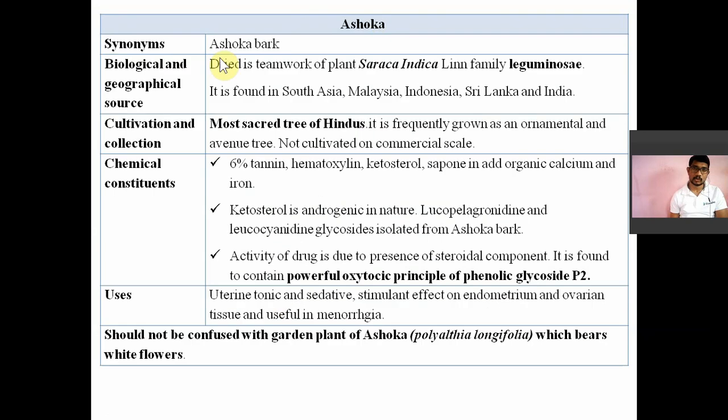Next drug is Ashoka. Synonym is Ashoka bark. Its source is the dried stem bark of the plant Saraca indica, family Leguminosae, found in South Asia, Malaysia, and Indonesia. It is the most sacred tree of Hindus.